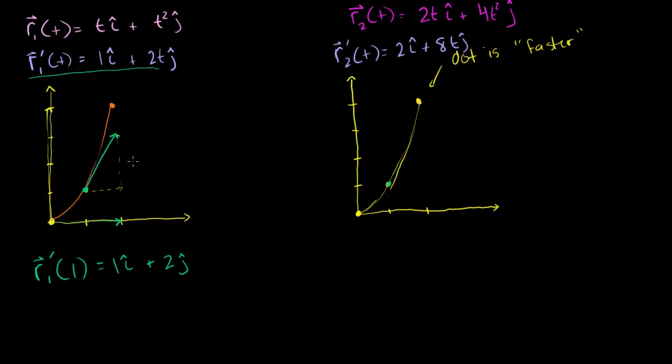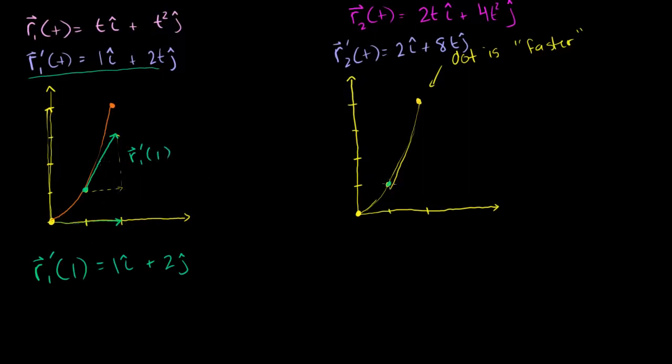This right here, just to be clear, is r1 prime. It's a vector. So it's telling us the instantaneous change in our position vector with respect to t, or time, when time is equal to 1 second. That's this thing right here.